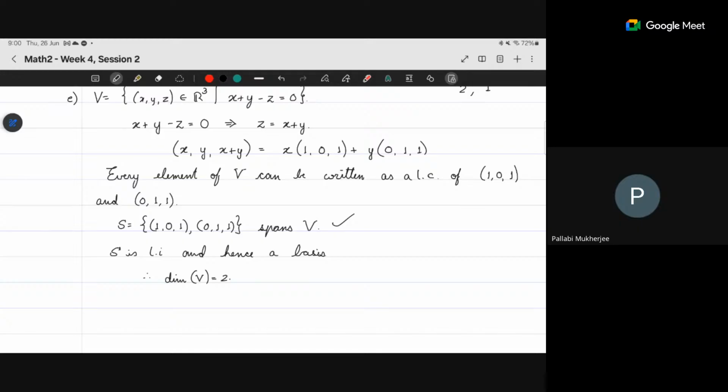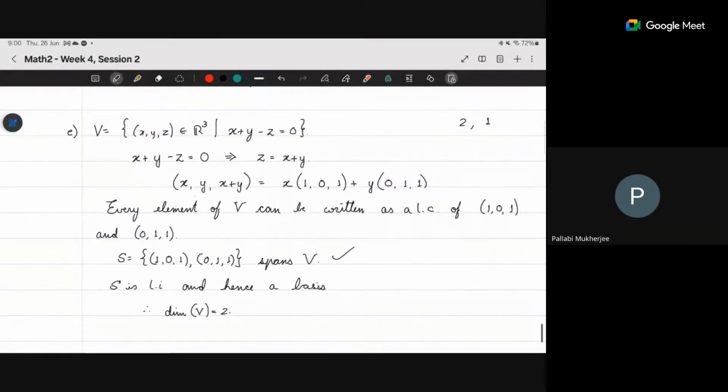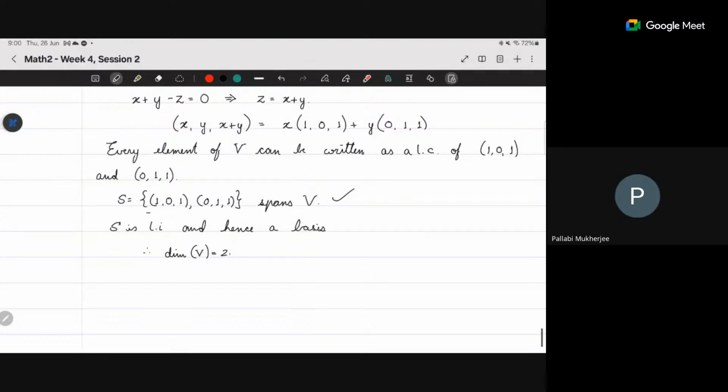Sir, here we have x plus y, then how is it linearly independent, sir? x and y are two different things, right? When I'm talking about linear independence, I'm talking about this set. S is this two-element set, which is (1, 0, 1) and (0, 1, 1). Is that not a linearly independent set?